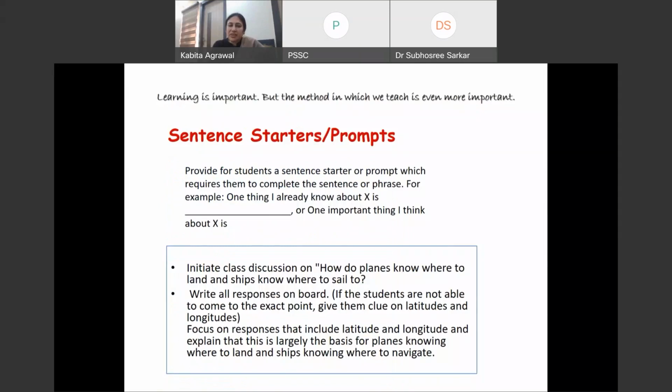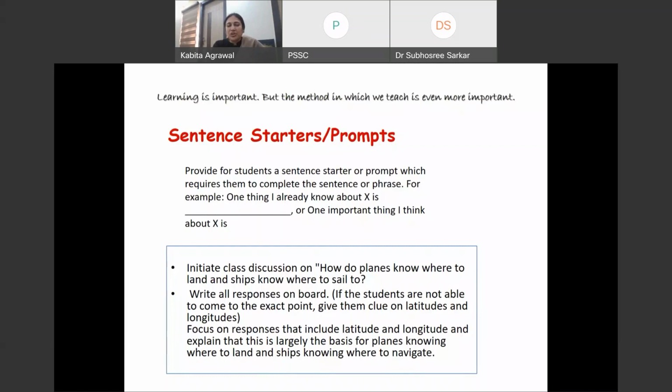Sentence starters again come very handy in situations where you want them to complete that this is the best, or maybe the clue for this concept to happen. For example, I've taken: how do planes know where to land and ships know where to sail to? When children write and come up with points like latitudes and longitudes, at least I know one thing for sure, that latitude and longitudes help planes to land and ships to sail, to navigate.